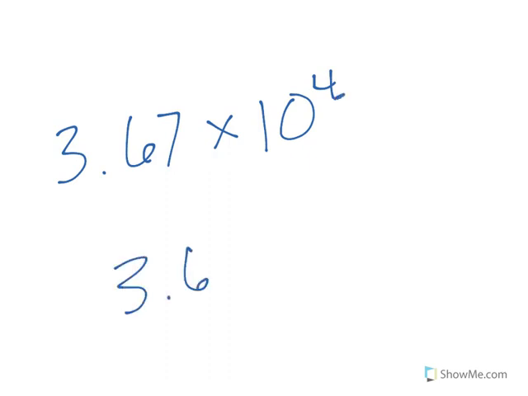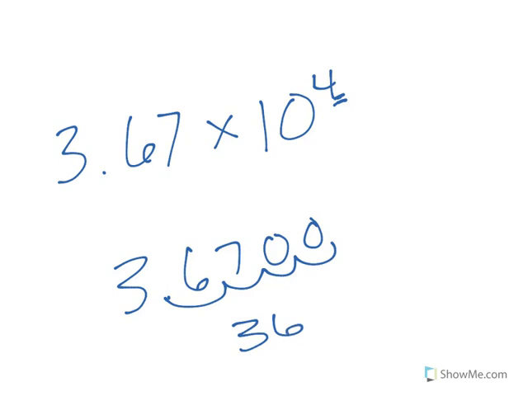Try one more. 3.67 times 10 to the fourth. So all that means is we're going to move it 4 places. So 3.67, then we're going to move it 4 places. 1, 2, 3, 4. Put your zeros in. So our answer would be, with the comma, 36,700.